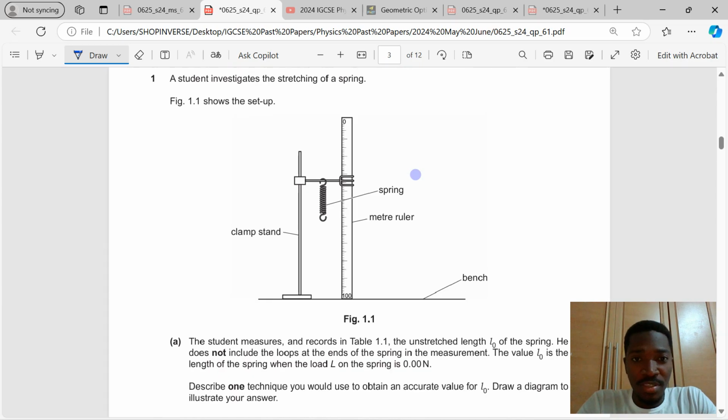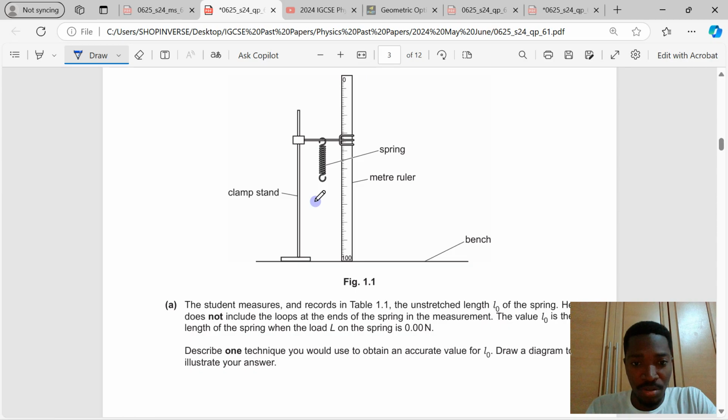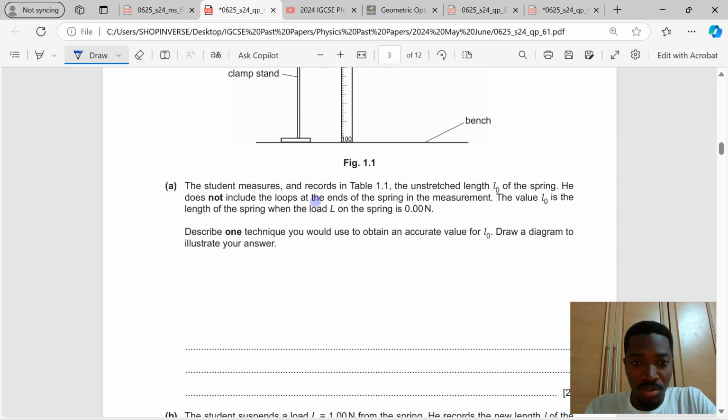A student investigates the stretching of a spring. Now, we have this apparatus. Let's go straight to the question. The student measures and records in table 1.1 the unstretched length L naught of the spring. He does not include the loops at the ends of the spring in the measurement. The value L naught is the length of the spring when the load L is 0.00 Newton. Describe one technique you would use to obtain an accurate value of L naught. Draw a diagram to illustrate your answer.